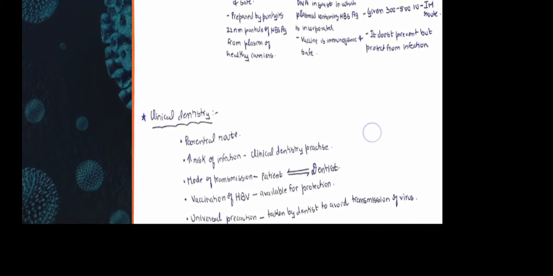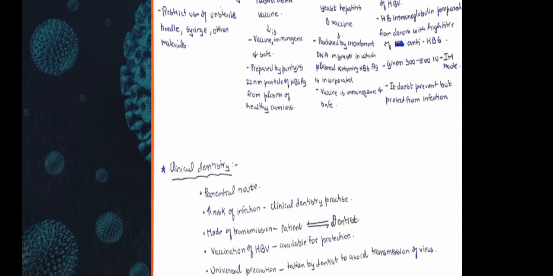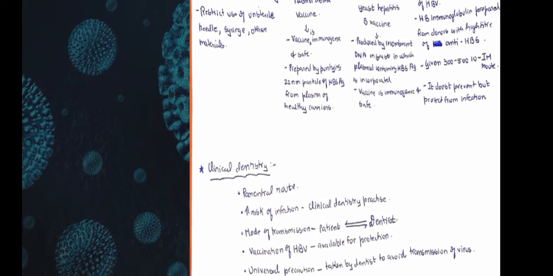Last one, that is clinical dentistry. Some of the points which are important for the dental aspects, we have to write about the parenteral route of transmission and the increased risk of infection while doing clinical dental practice. So the mode of transmission would be from the patient to the dentist, or even from the infected dentist to the patient. So it can occur both ways. And also vaccination for HBV is available for protection, and universal precaution is taken by the dentist to avoid transmission of the virus.